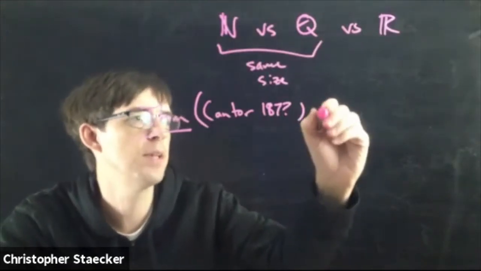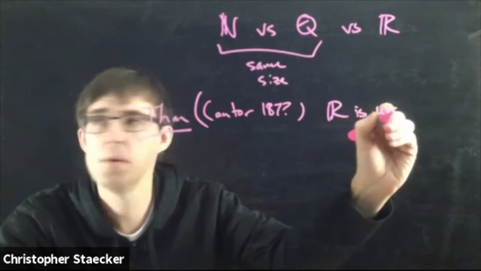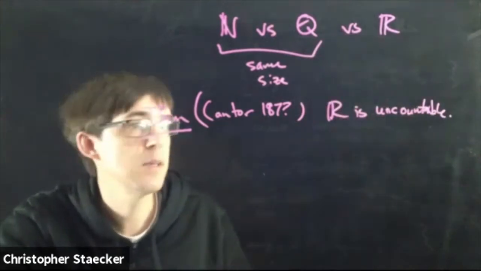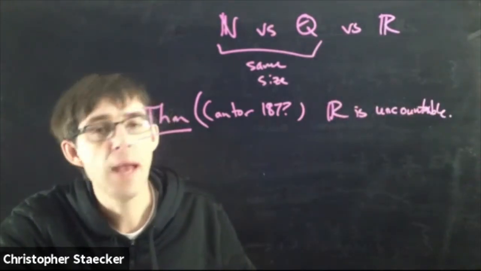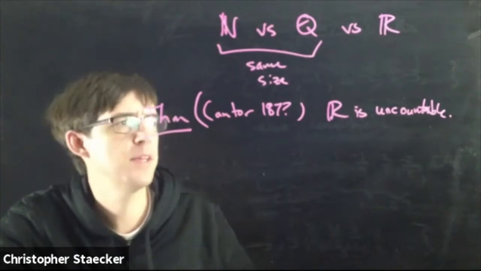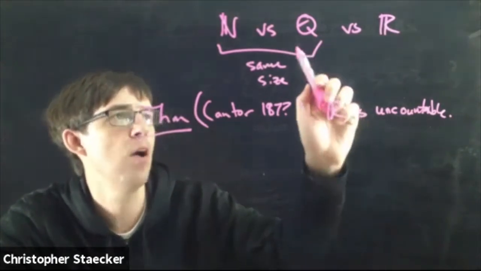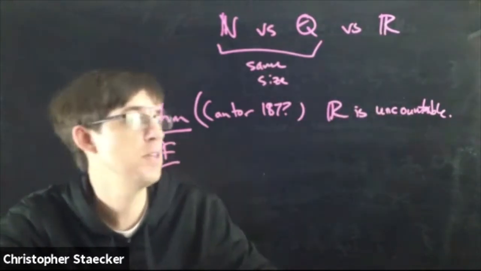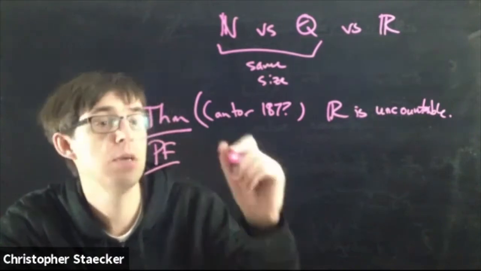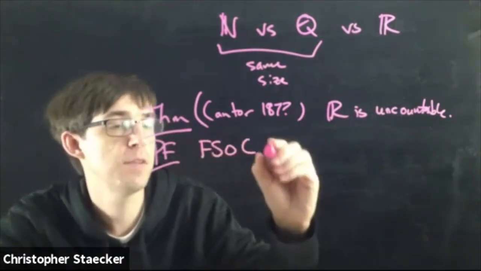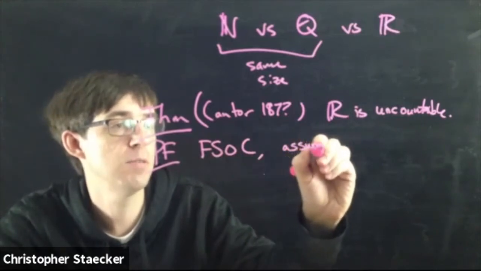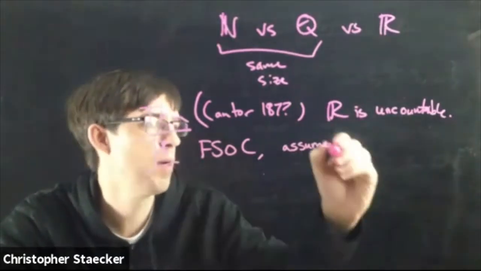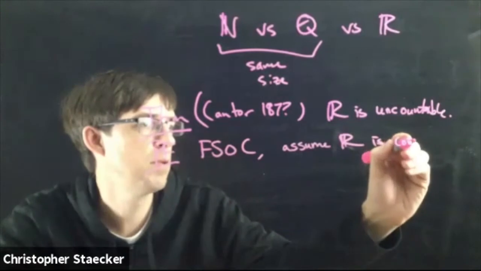Cantor's theorem is simply that R is uncountable. What's difficult about this is we have to somehow demonstrate that R cannot ever be listed. All right, let's see if we can do this. We're going to do the proof by contradiction. So I'm going to say, for the sake of a contradiction, we assume R is countable. Assume R is countable.